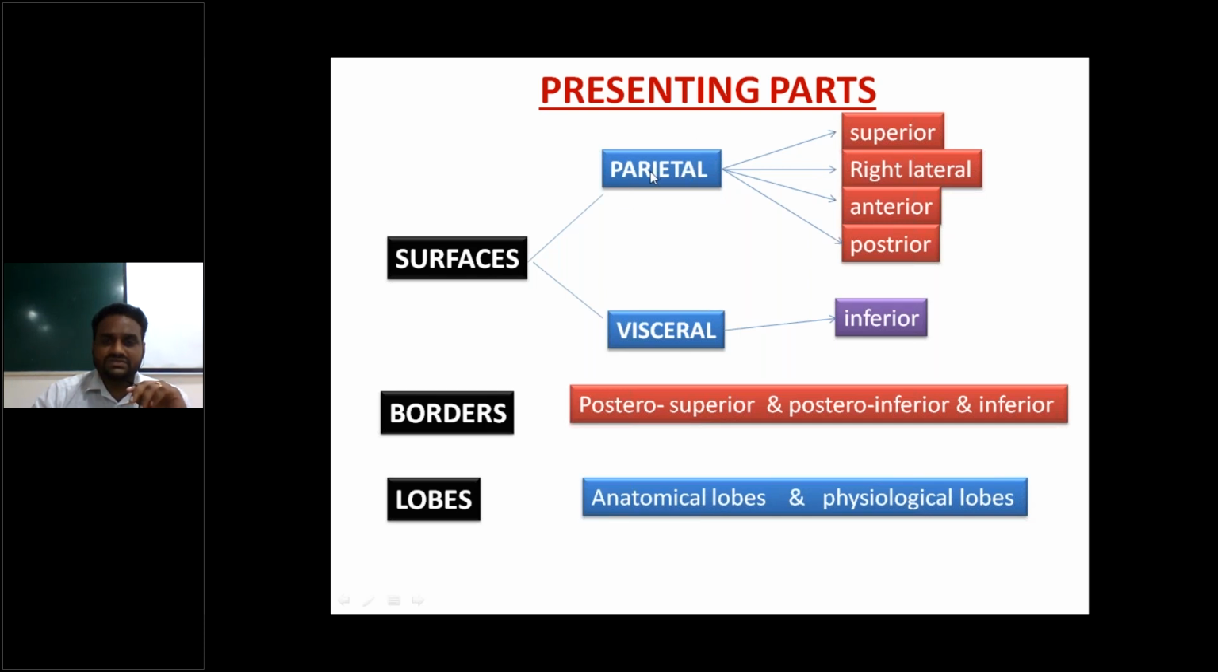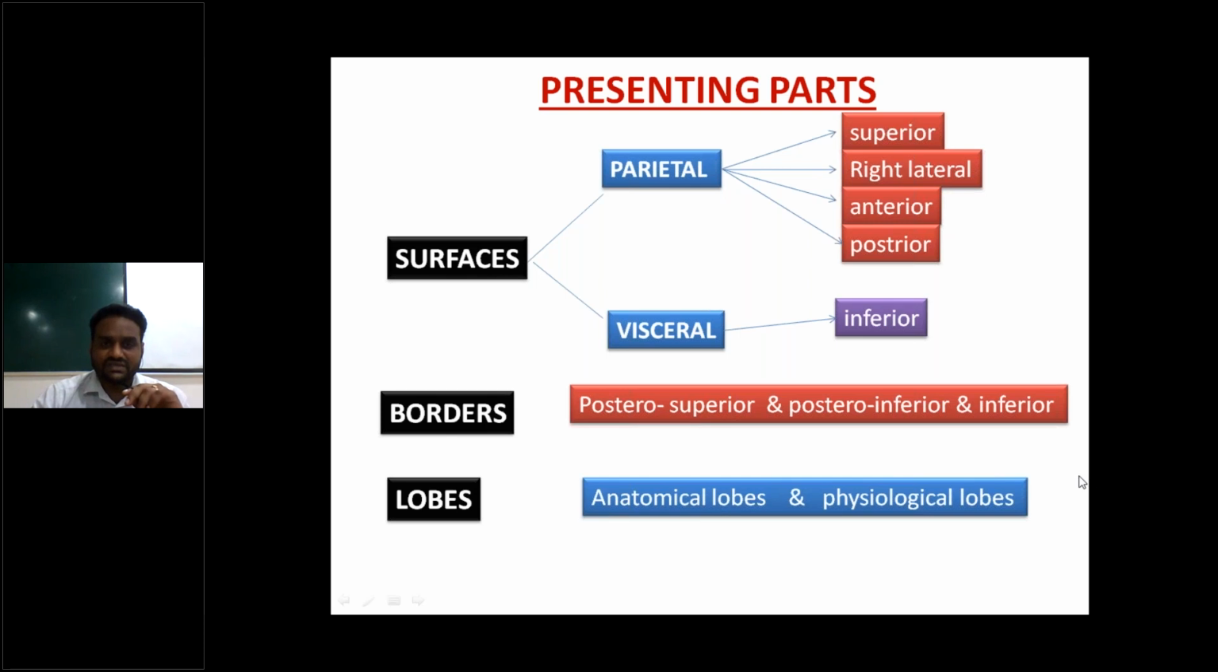Of all these, the parietal surfaces are superior, right lateral, anterior and posterior. We include the visceral surface, that is the inferior. Totally there are 5 surfaces in the liver: superior, right lateral, anterior, posterior and inferior. There are 5 surfaces and 3 borders. Out of these 3 borders, the inferior border is sharp and prominent. So we see the presenting parts one by one.